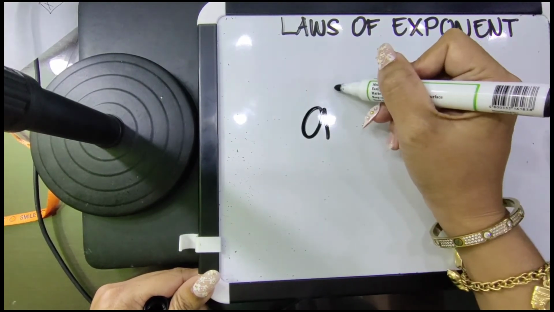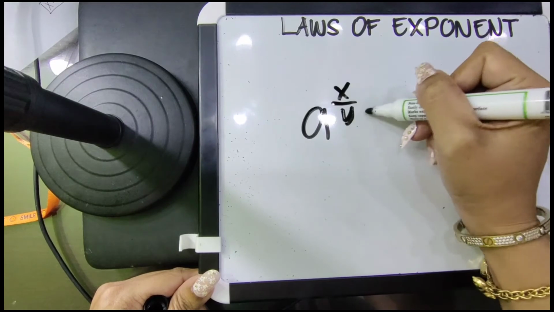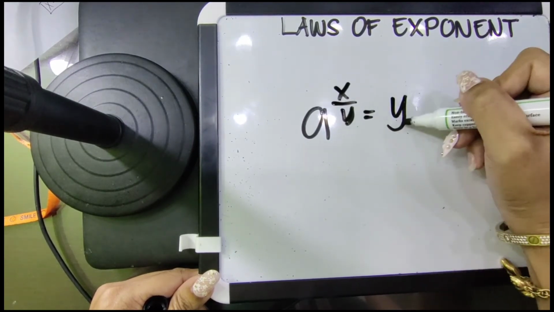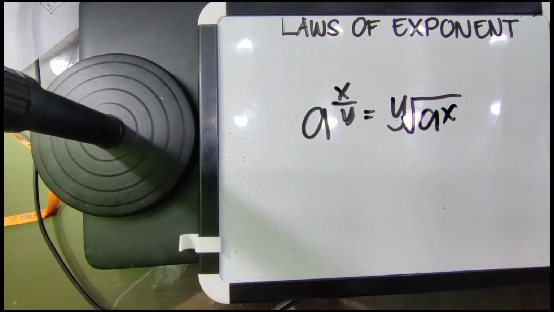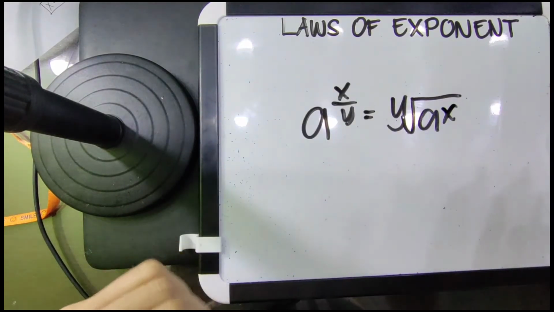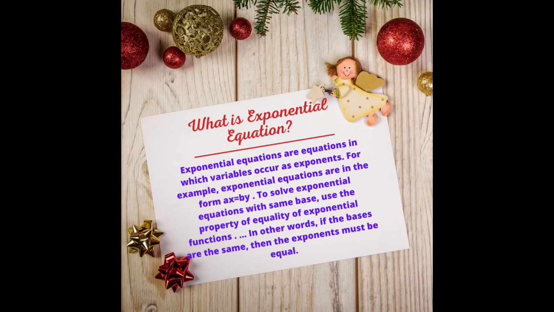a raised to x over y is equal to the y-th root of a to the x. Okay, do you understand now the laws of exponents? And now, let's understand what an exponential equation is. Exponential equations are equations in which variables occur as exponents.